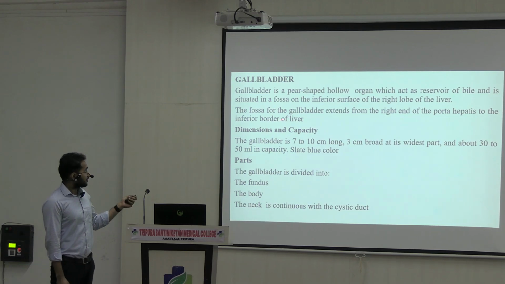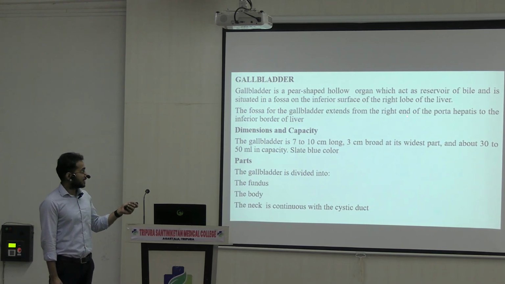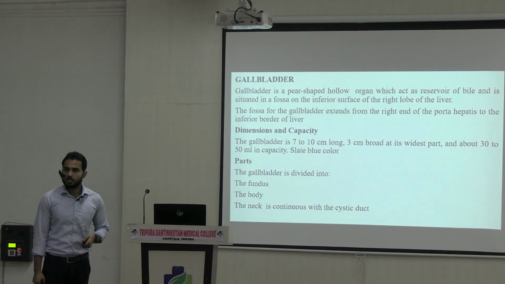Now the fossa of the gallbladder extends from the right end of the porta hepatis to the inferior border of the liver.